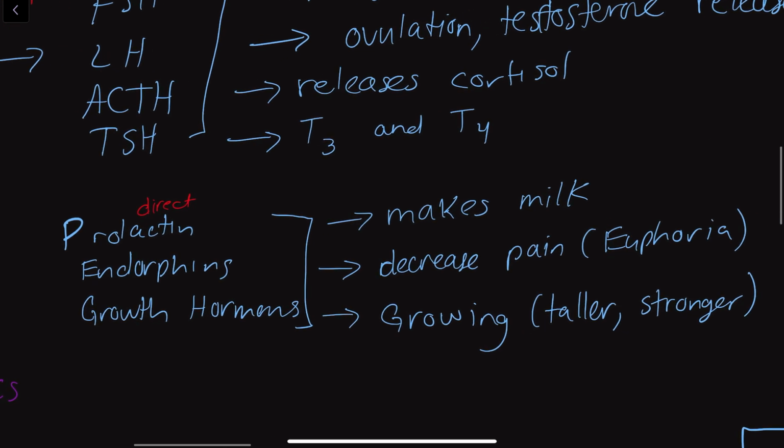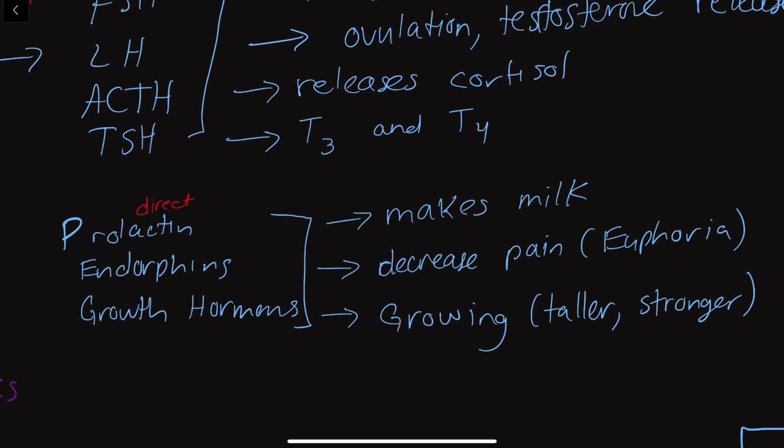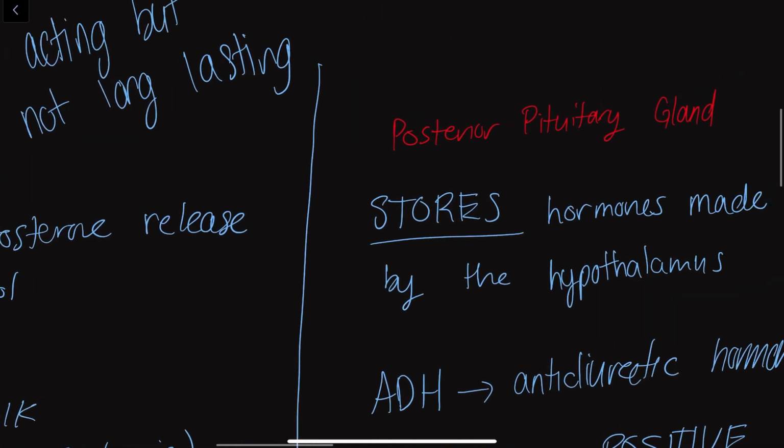Then there are the direct hormones, which are going to directly do their function, their goal, whatever it is. So prolactin is going to make milk. Endorphins will decrease feelings of pain, which produces feelings of euphoria, so really good feelings, right? And then growth hormone is going to be responsible for growing both taller and stronger.